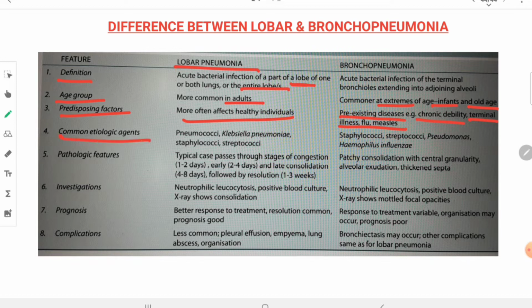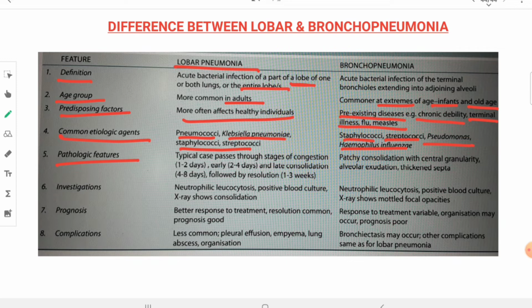The common etiological agents for the development of lobar pneumonia are Staphylococci, Streptococci, Pneumococci, and Klebsiella pneumoniae. In bronchopneumonia, Staph and Strepto are the same, but Haemophilus influenzae and Pseudomonas are also responsible for the development of bronchopneumonia. Pathological features in the morphology: in lobar pneumonia, classically four Laennec stages are seen.